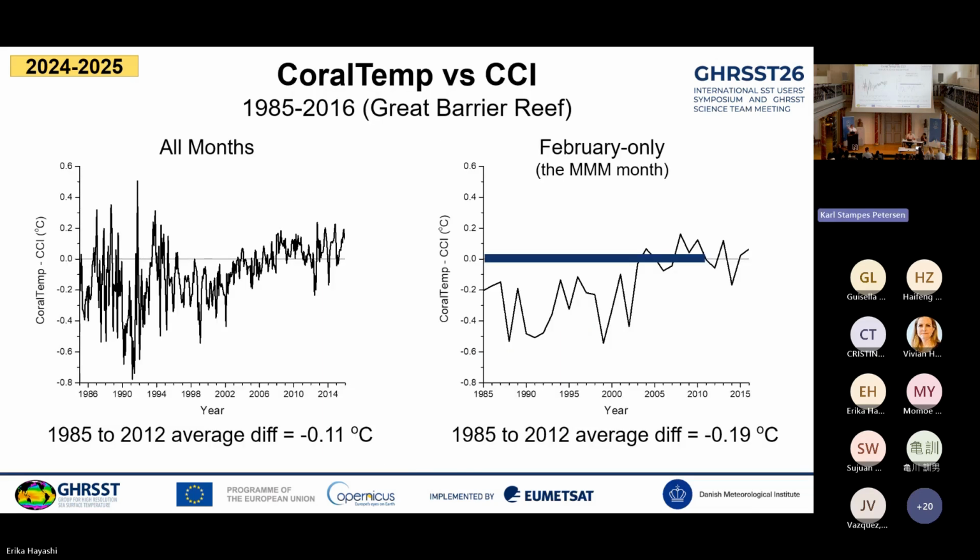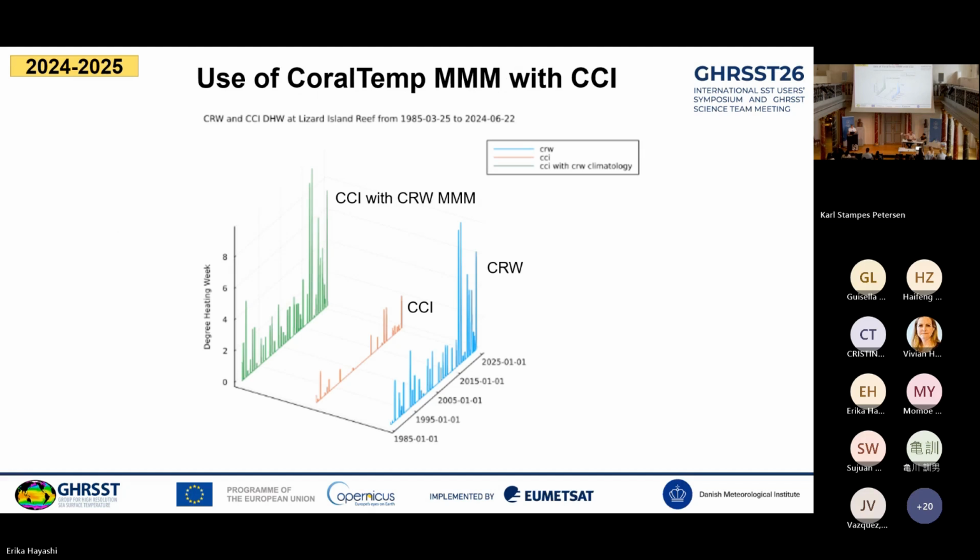The largest reason, but there are others, is that the climatology from CoralTemp has a cool bias. And on the Great Barrier Reef here, the stress threshold comes from February, and that has a nearly minus 0.2 degree cool bias. So if you think, oh well, okay, we'll use CCI's own climatology, these are the results.